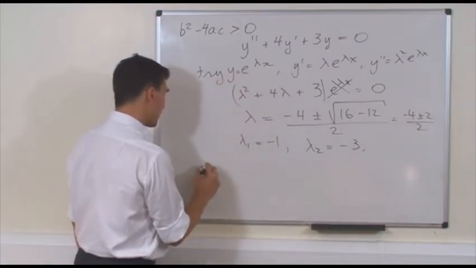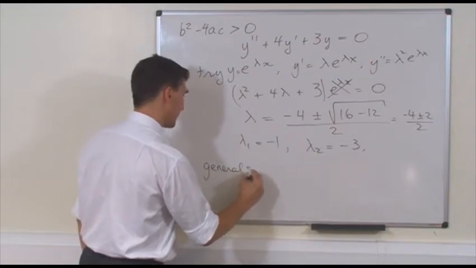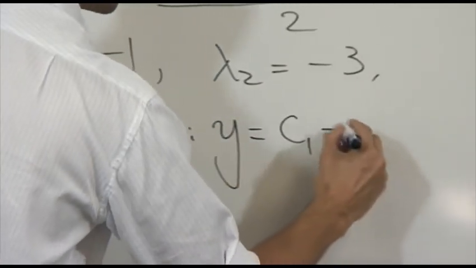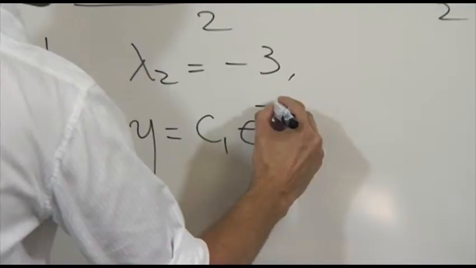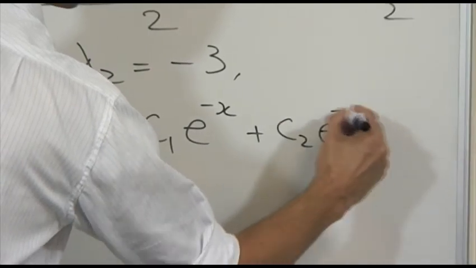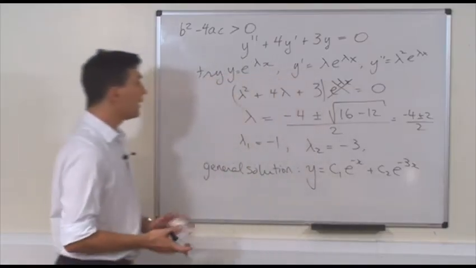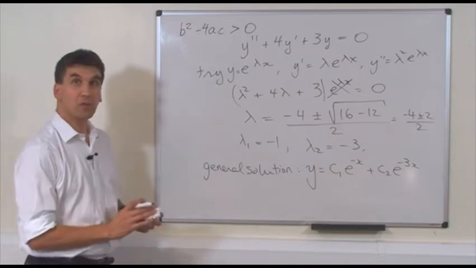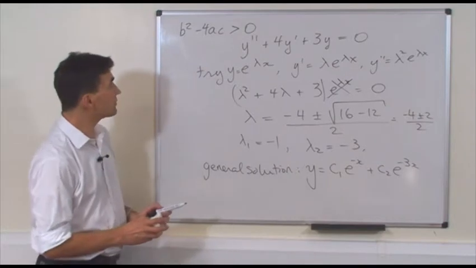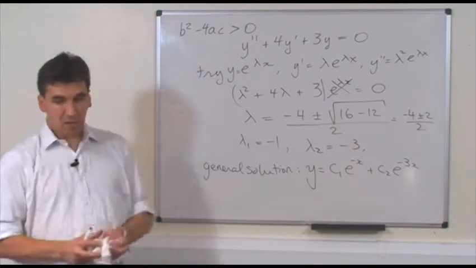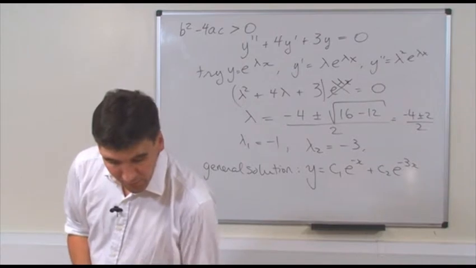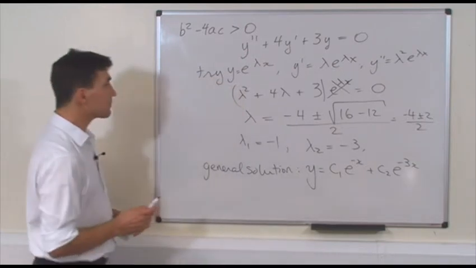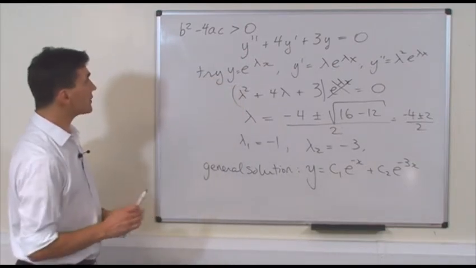So we get our general solution is y is c1 e to the lambda 1x, that's e to the minus x, plus c2 e to the minus 3x. Okay, so that is an example of the case where we have two real distinct roots. It might be of interest, of course, to plot what these look like, and I will do some examples of these plots at the end of this podcast.